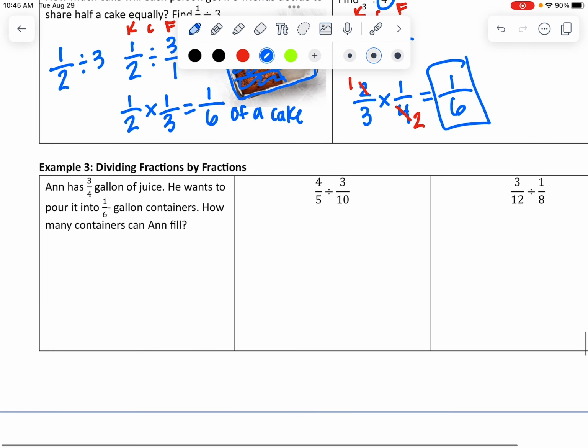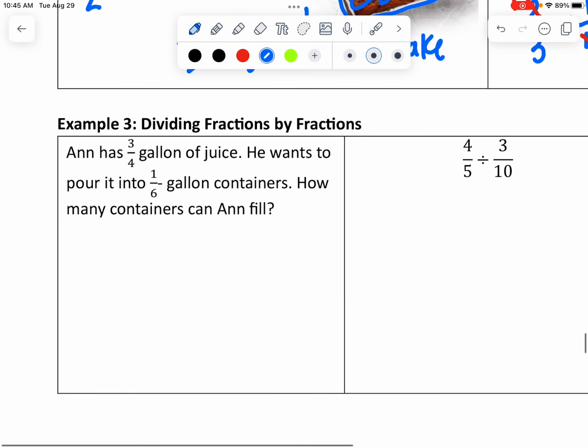Next, we're doing the same thing, except they're all fractions. There's no whole numbers. So Anne has 3/4 gallon of juice. She wants to pour it into a 1/6 gallon container. How many containers can Anne fill? So she is starting with 3/4 gallon of juice. Okay, so we start with 3/4, and she wants to pour it into 1/6 gallon containers. So we're going to divide by 1/6. We want to know how many containers she can fill.